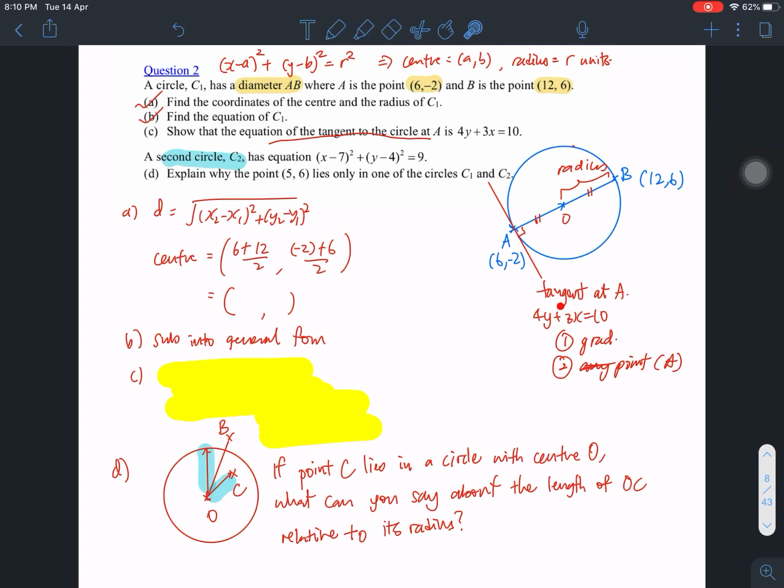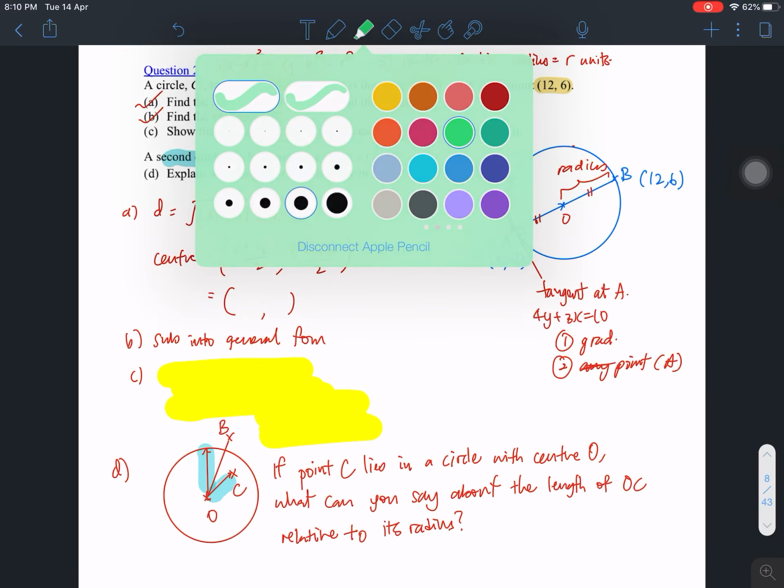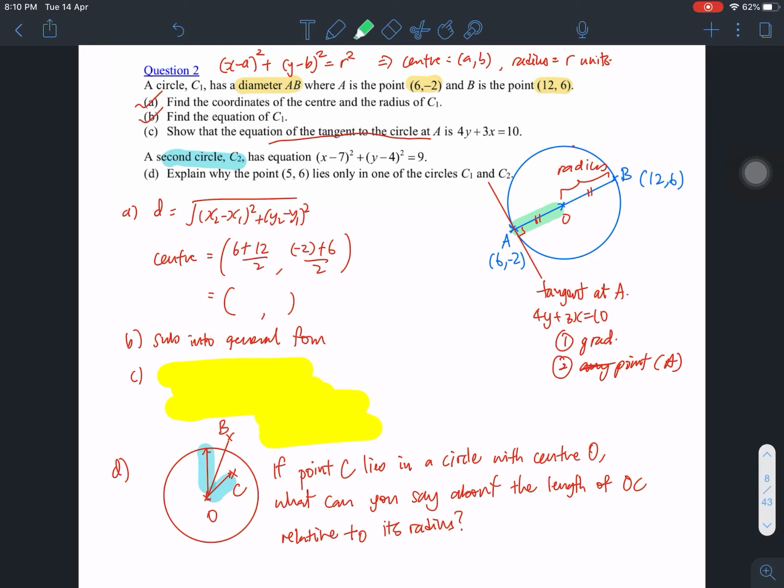And what is the gradient of this tangent? So if you recall from E-math, we have this property: tangent perpendicular to radius. So in this case, we are able to easily deduce that this angle over here is 90 degrees. So recall that if we know the gradient of AB, the gradient of the tangent would simply be -1 over the gradient of AB, because both are perpendicular to one another.